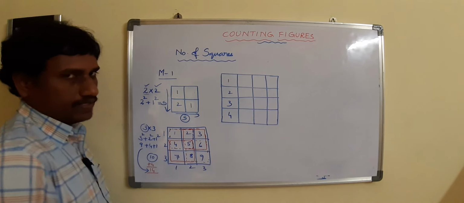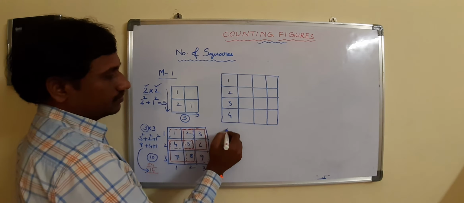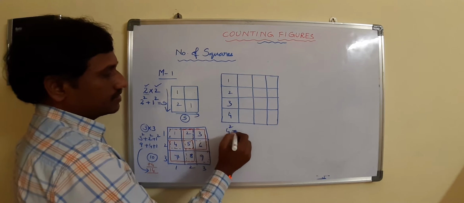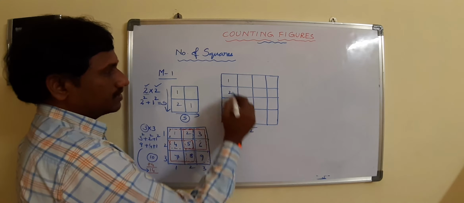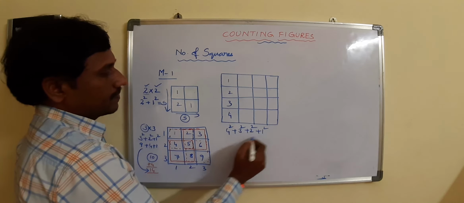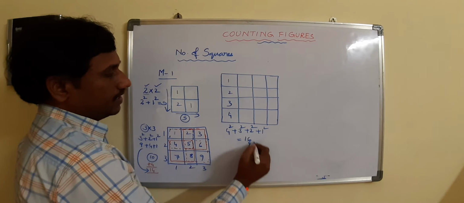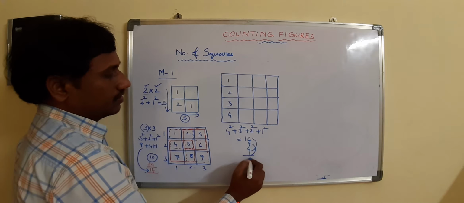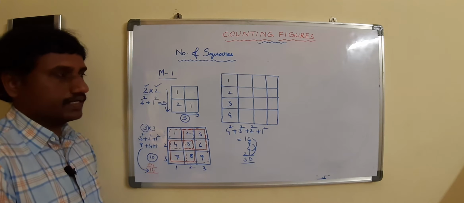Horizontally also we are having 4. That means 4 by 4 matrix. Then we have to start from 4 square plus 3 square plus 2 square plus 1 square. That's it. Nothing but 16 plus 9 plus 4 plus 1. 10 plus 10, 20. Then 30. Total number of squares we are having 30.